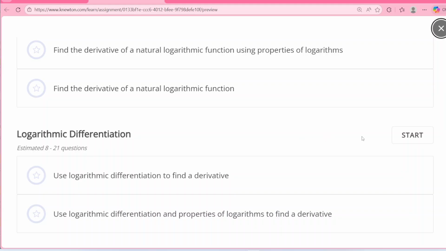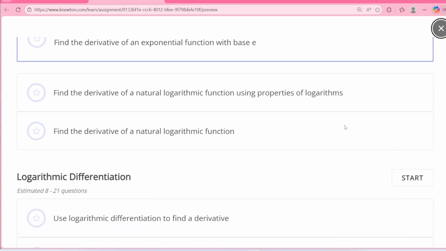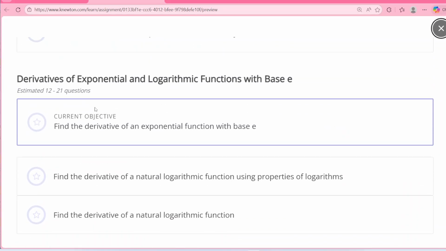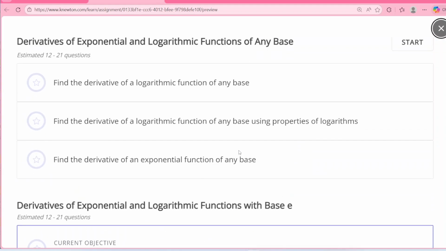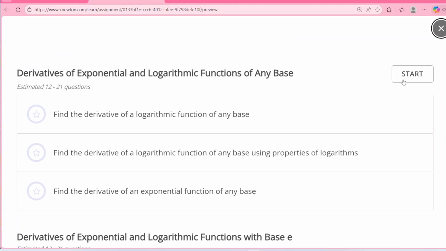Now I have the settings in this assignment set up so that if you would like to move to a different heading at any time, you can go to the activity log and hit start. So right now I'm starting off in this derivatives of exponential and logarithmic functions with base e area. So they'll be cycling me through these 3 objectives first before moving me to another area, unless I wish to start it early. But I will not be doing that in this video.